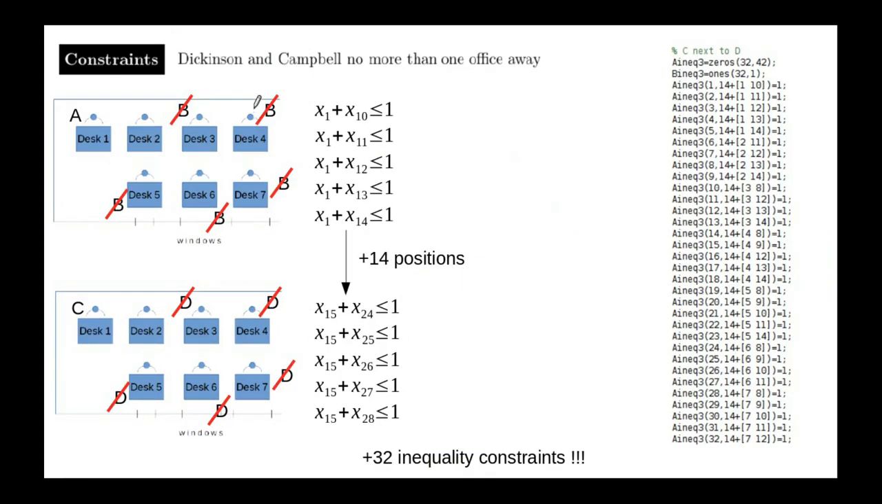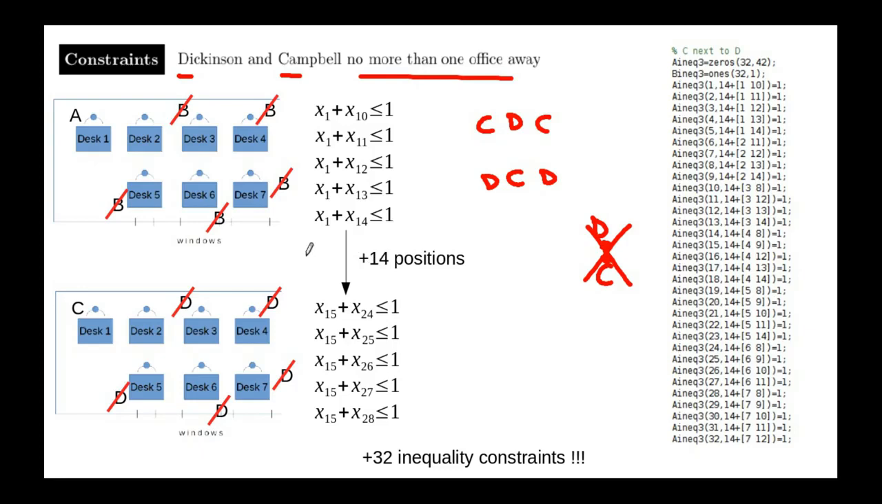But what about the final constraints, that Dickinson and Campbell must work together side by side? So Dickinson here, Campbell on the left or on the right. Campbell here, Dickinson on the right or on the left. Okay, yeah, but this possibility is not possible. Side by side, next.